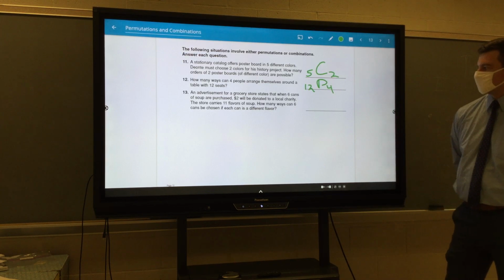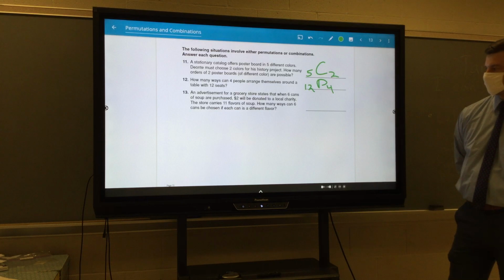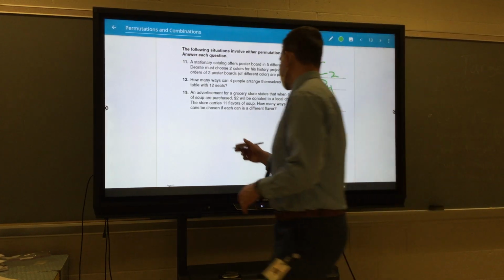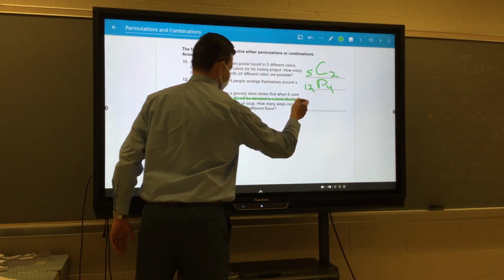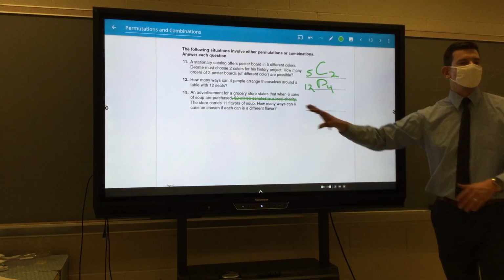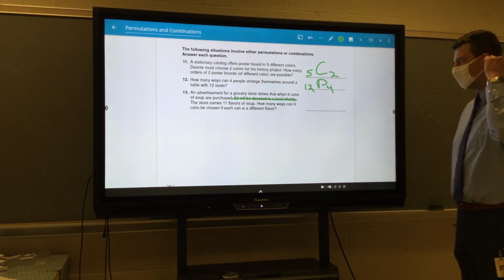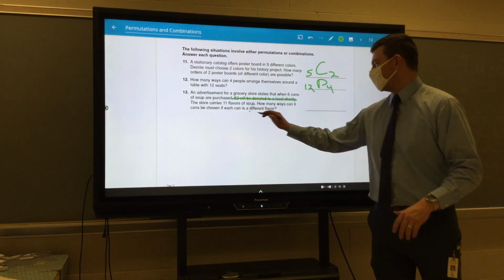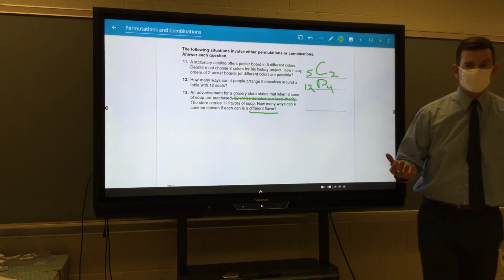An ad for a grocery store states that when 6 cans of soup are purchased, $2 will be donated to a local charity. The store carries 11 flavors of soup. How many ways can 6 cans be chosen if each can is a different flavor? All right. First thing, this is a meaningless number in the problem. We don't, well, I shouldn't say we don't care about the $2 donation to charity, but it's not relevant to our problem here. We're buying 6 cans, 11 flavors to choose from. We need different flavors for each selection.